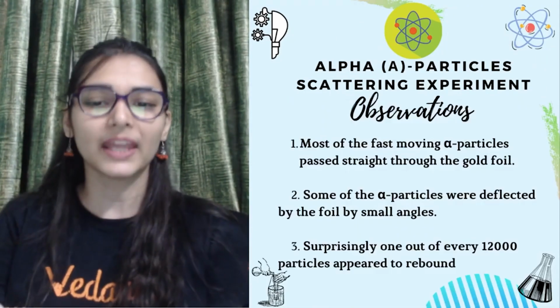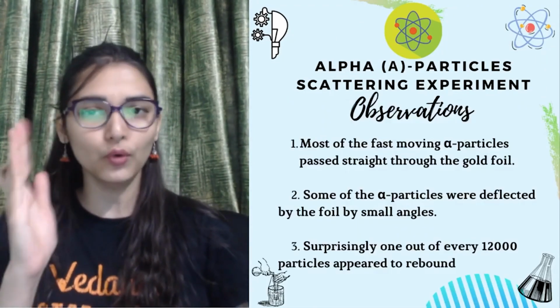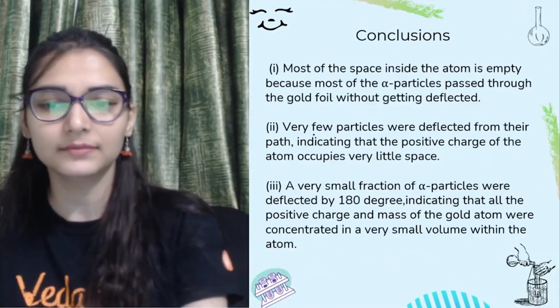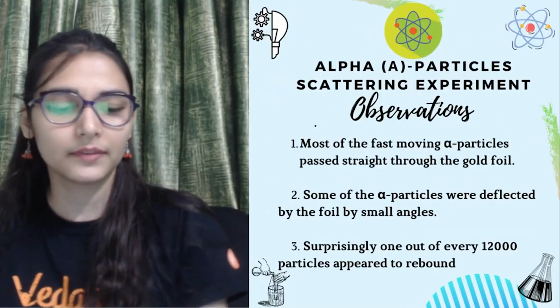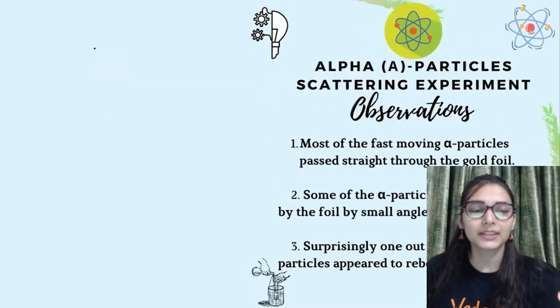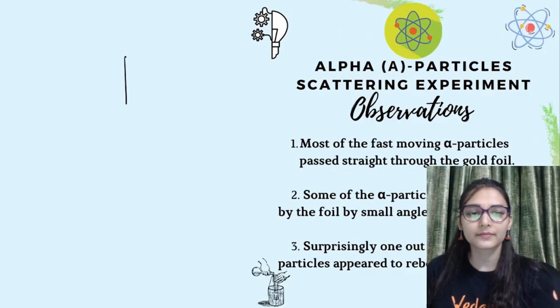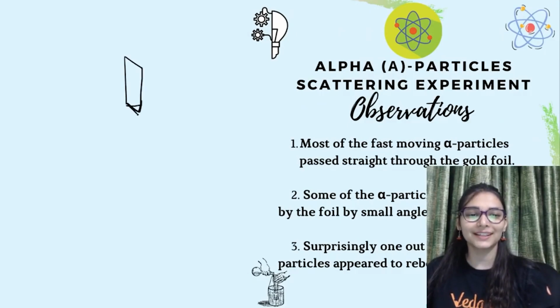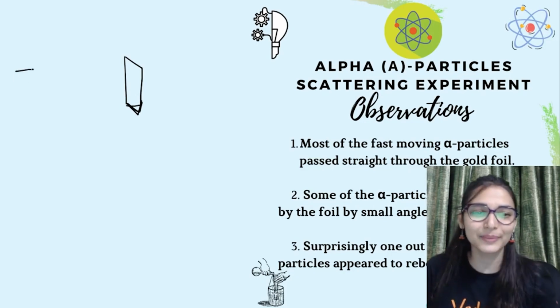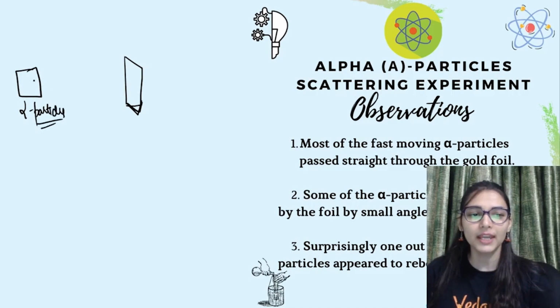That was the thing. And now what he did, this is the gold foil. The setup was like this. My drawing is not very good, but this should be like that. It's still manageable. This is the source of alpha particles. Alpha particles are coming from here, some radioactive element you can take. And from here alpha rays were made to fall on the gold foil.